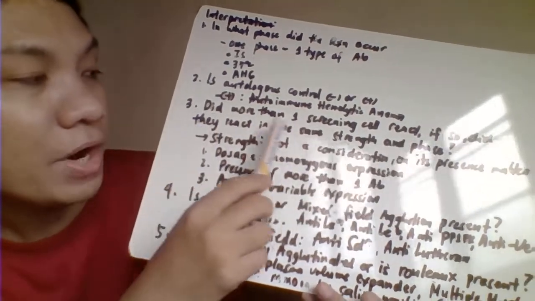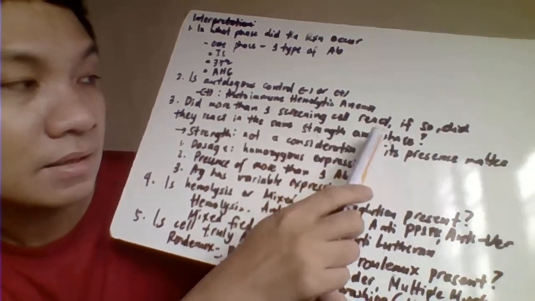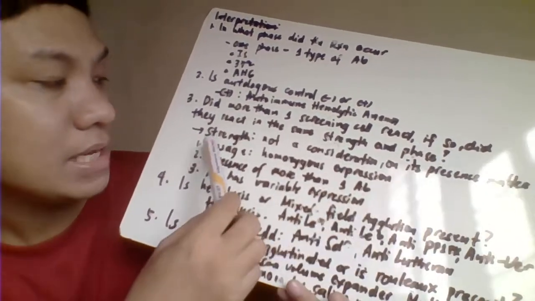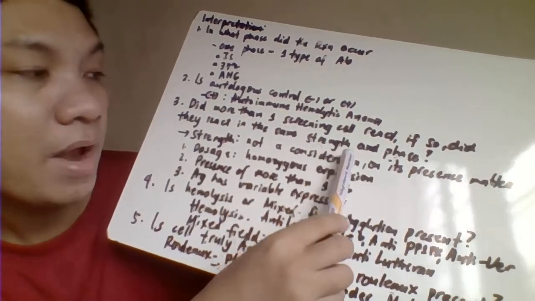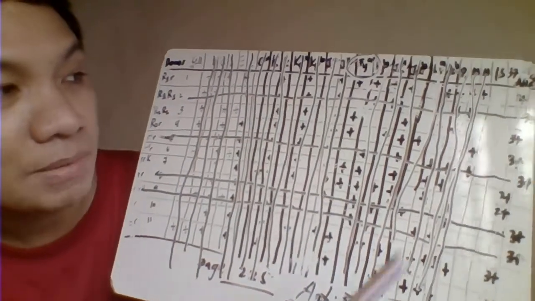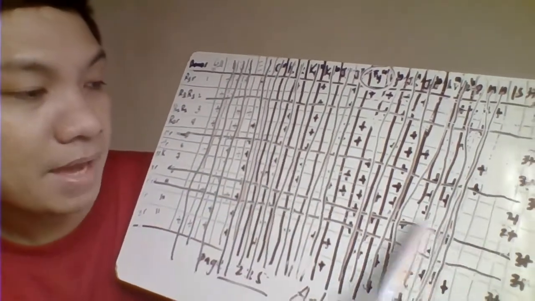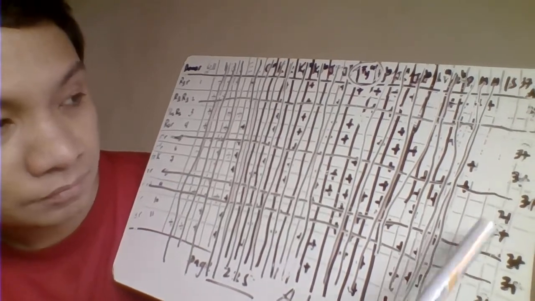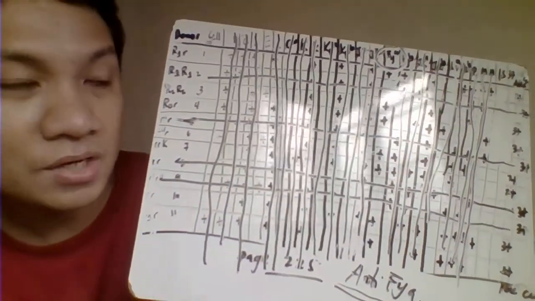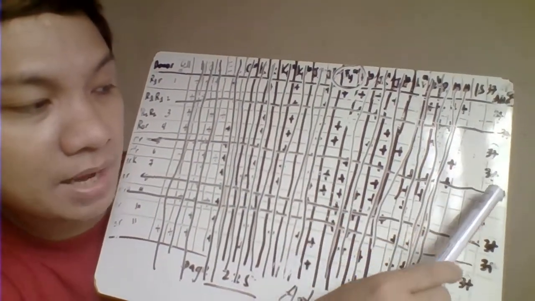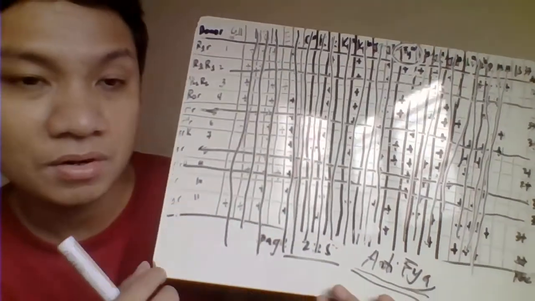The third one, did more than one screening cell react? If so, did they react in the same strength and phase? Okay, so dito ba ilan? So madami tayo. Paano sa number 1, number 2? So madami. Pero paano ang kanilang reaction? May 3 plus, may 3 plus, 2 plus, iba-iba kanyang reaction.